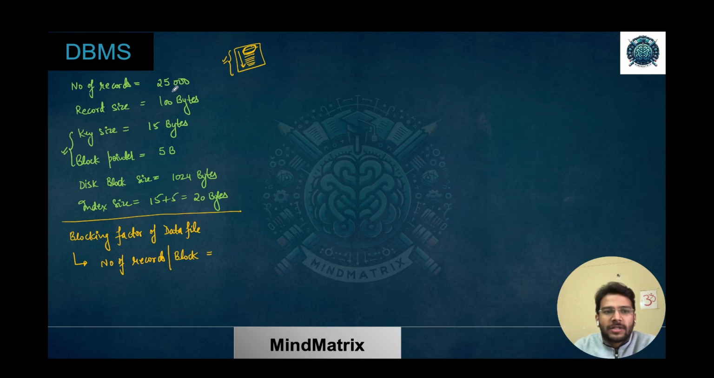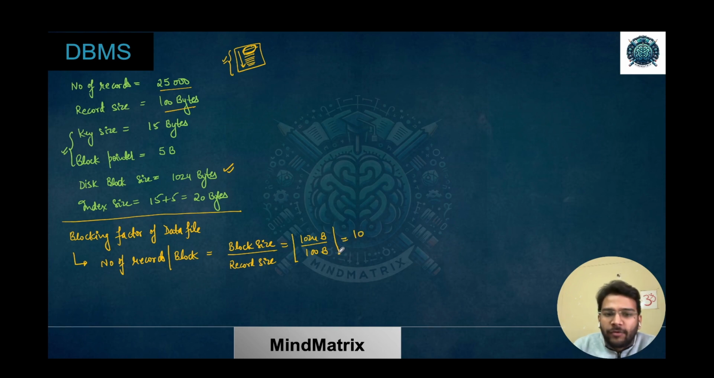Number of records is given to us, which is 25,000. Sorry, the number of records per block we need to find. So that is the block size divided by the record size. Block size is given to us, that is 1024 bytes, divided by the record size, which is 100 bytes. So the total number of records per block, and you have to take the floor of this, and what do you get? That is 10.